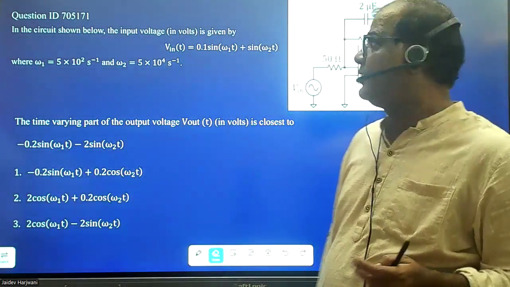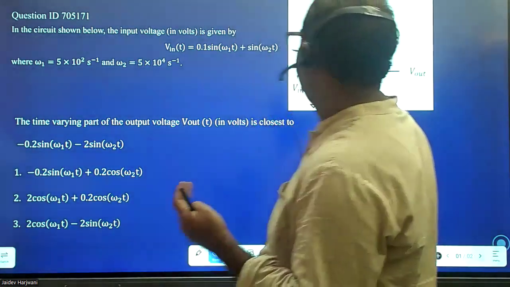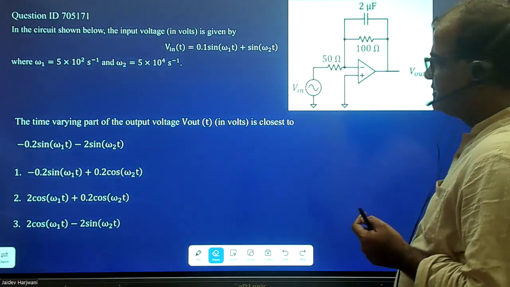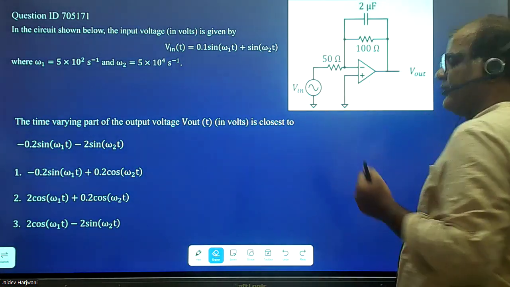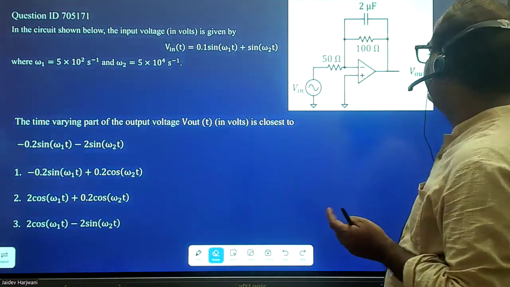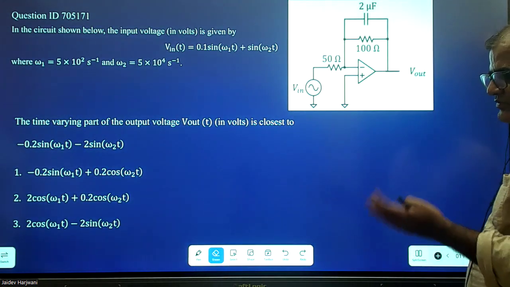Hello students, let us see one more problem from CSIR-NET December 2024 question paper. This problem is from electronics and you have been given an operational amplifier circuit. If you carefully see, this is a low pass filter.